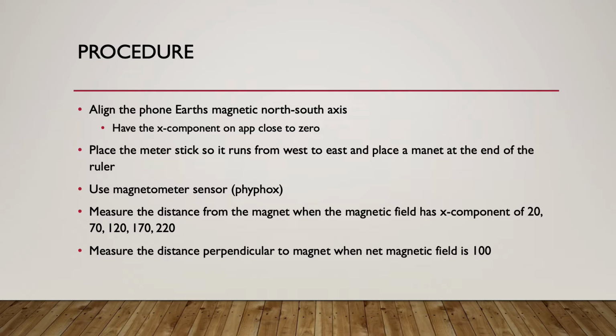We place a meter stick so it runs from west to east and place a magnet at the end of the ruler. We use a magnetometer sensor, in our case PiFox. We measure the distance from the magnet when the magnetic field on the x-axis has a component of 20, 70, 120, 170, and 220. Then we measure the distance perpendicular to the magnet when the net magnetic field is 100.